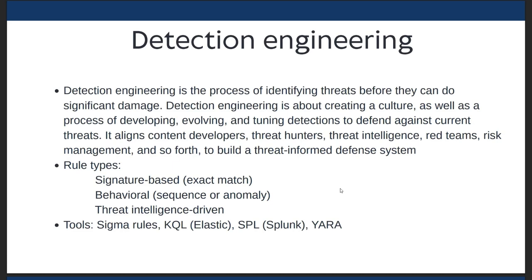So detection engineering is basically about creating rules, fine tuning rules, and also enhancing those rules, enriching them with threat intelligence as well. There are three basic types of rules when it comes to detection: signature based, behavioral, and threat intelligence driven. As the name suggests, signature based is basically the exact match. Let's say this particular SHA-256 is a file, if it's coming in our environment, then we need an alert. So this is basically an exact match alert.